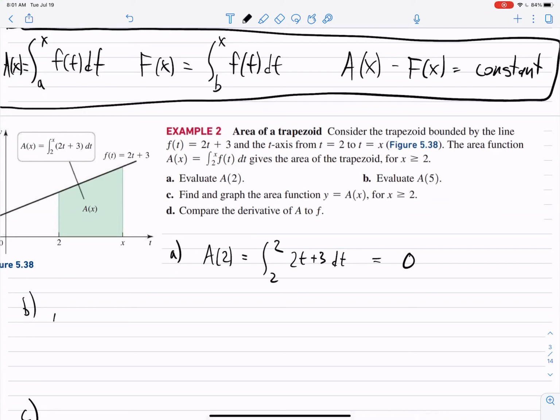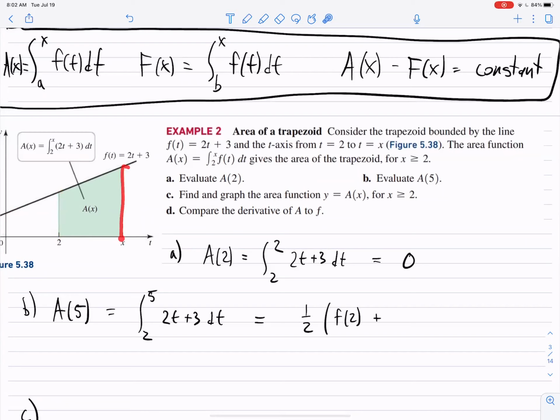A of 5 is going to be the integral from 2 to 5 of 2t plus 3 dt. That's a trapezoid, right? So that's base 1, that's base 2, and that's the height. So it's 1/2 times base 1. Well, what is base 1? It's this function value right here, which is f of 2, plus f of 5, and then times the height. Well, what is the height? It's 5 minus 2, which is 3.